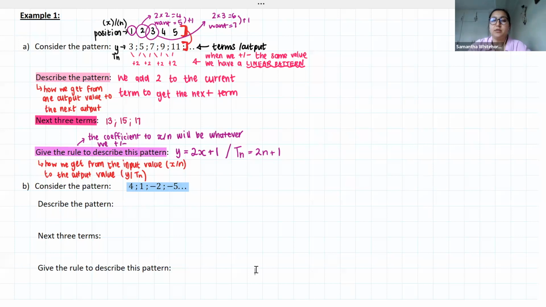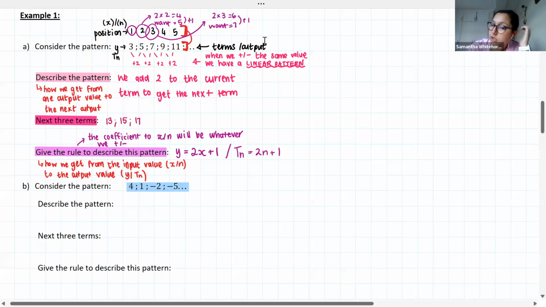Now remember, your rule is not the same as your description. So your rule should not just be x minus 3 or -3. Your rule should be y equals and then something happening to x. So look at what we did in question 1 and see how you can now apply that to the second example.